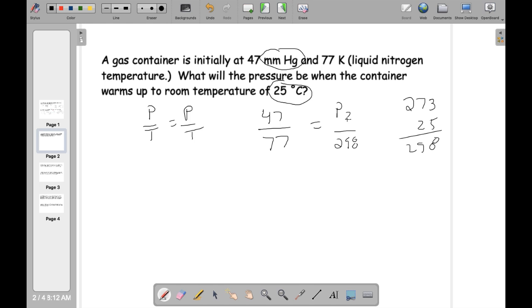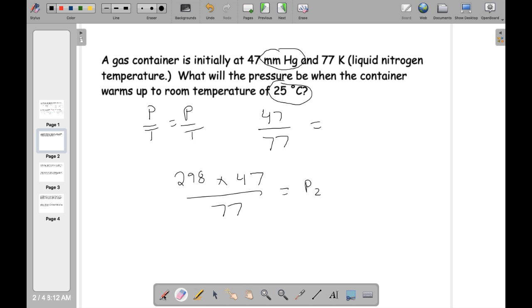And then we will just do the math here. Yet again, we'll write it down here, 298 times 47 divided by 77 equals our answer. Now, if you do that math, you will get 181 millimeters of mercury. Okay? Millimeters of mercury.